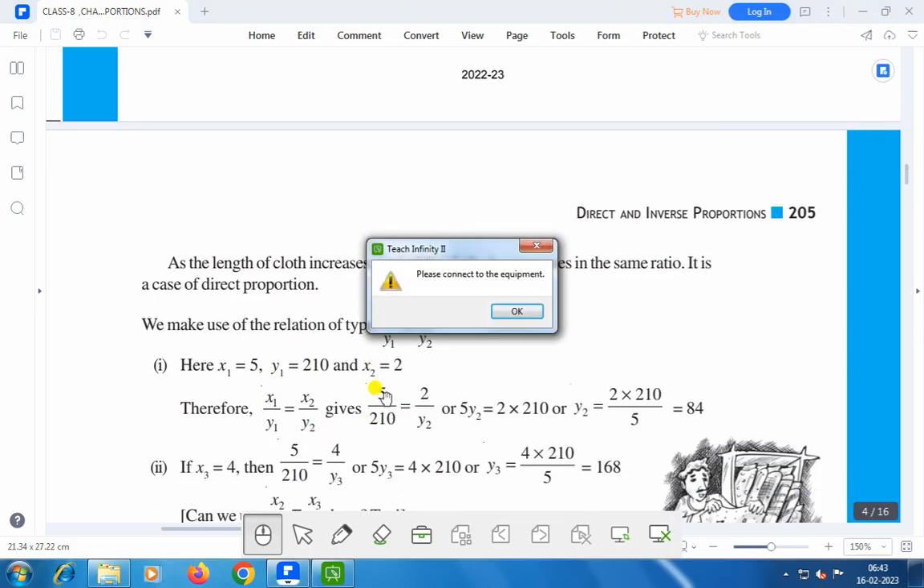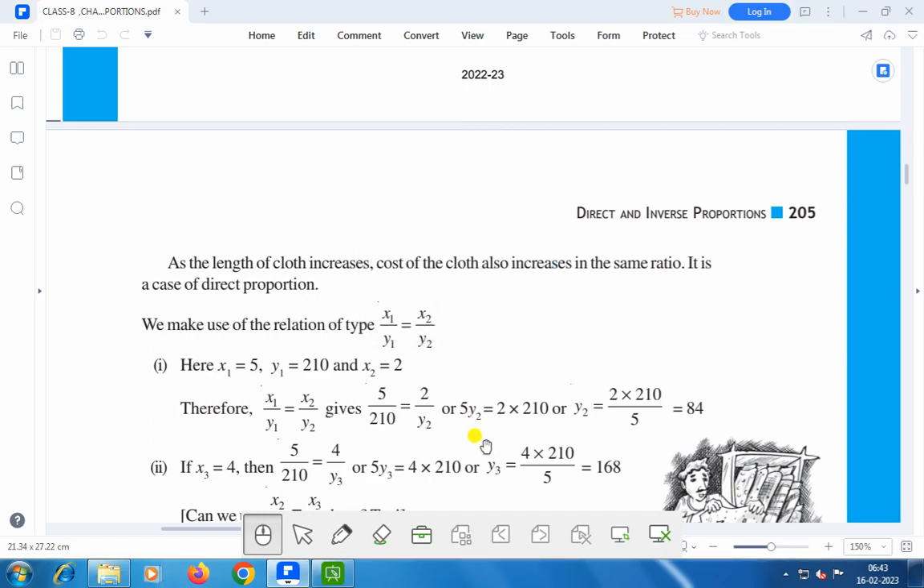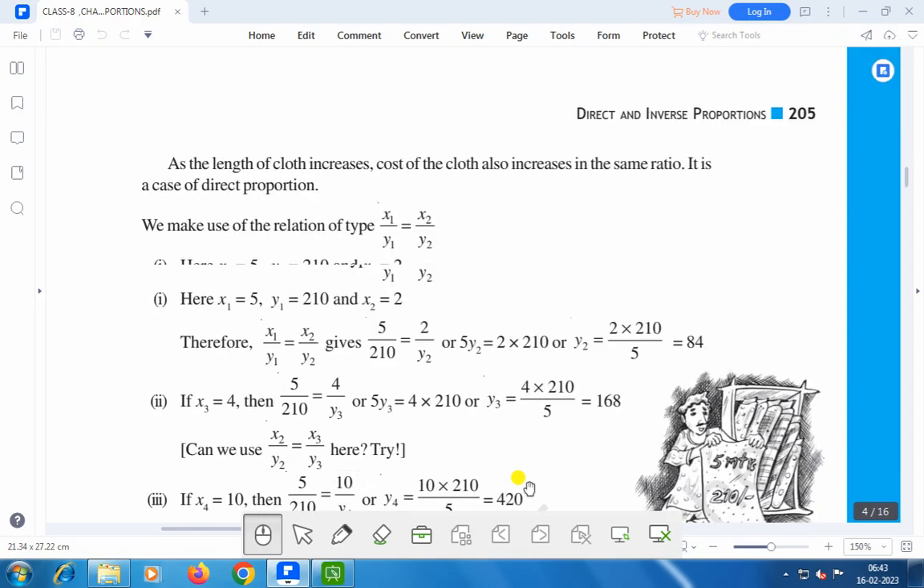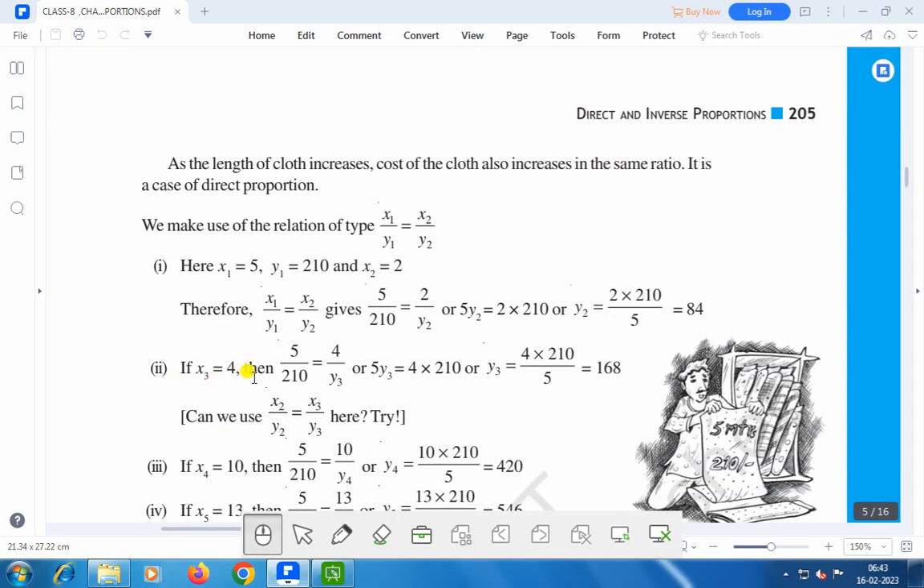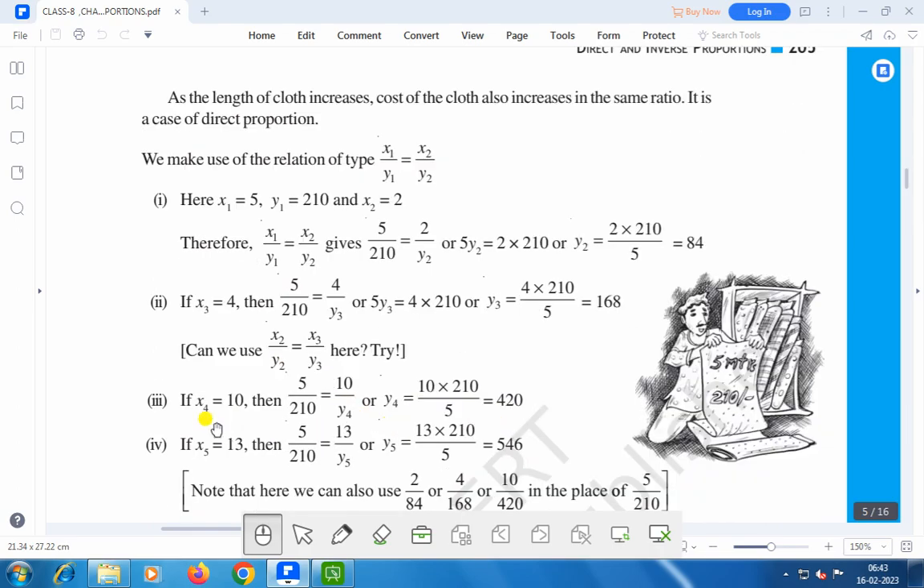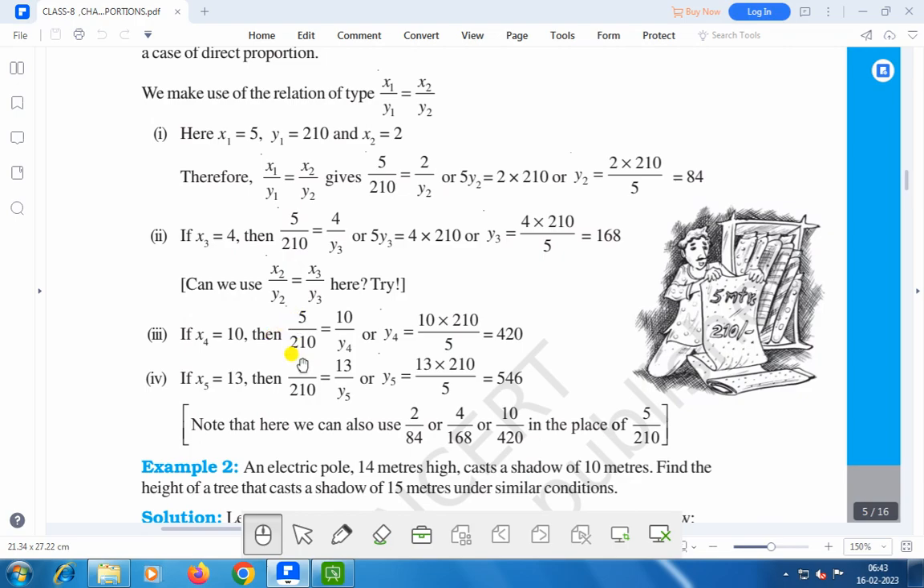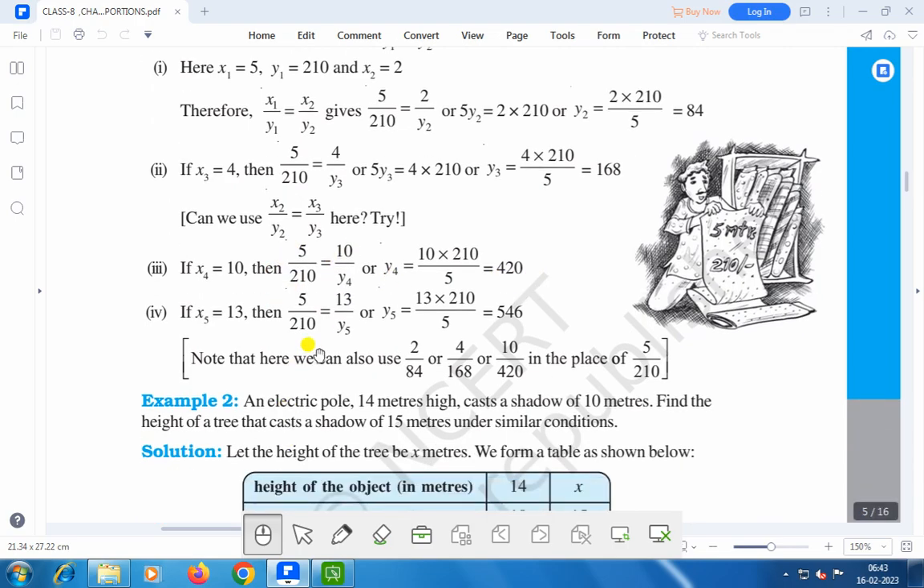That is, we are getting 5 by 210 is equal to 2 by y2, or you can write y2 as 84. If x3 is equal to 4, that is 5 by 210 equal to 4 by y3, y3 equal to 168. Also, when x4 equal to 10, then 5 by 210 equal to 10 by y4, or y4 equal to 420. 5 by 210 is equal to 13 by y5, or y5 is equal to 546.